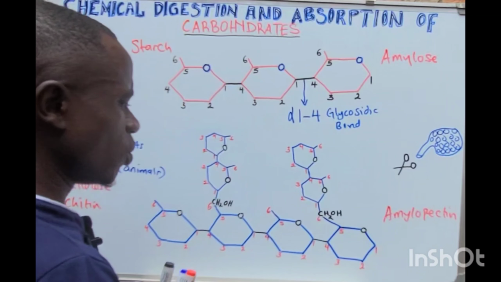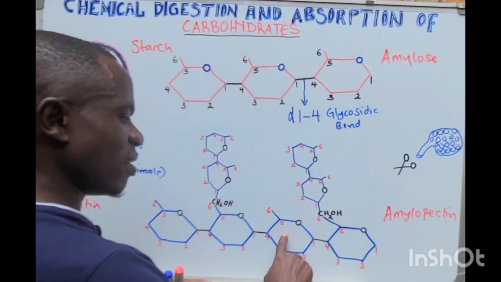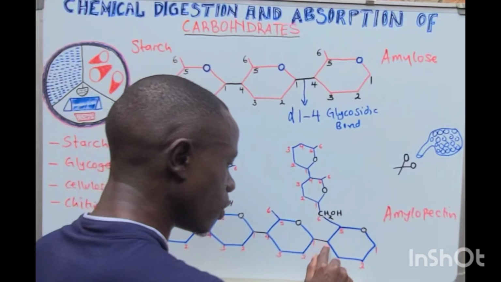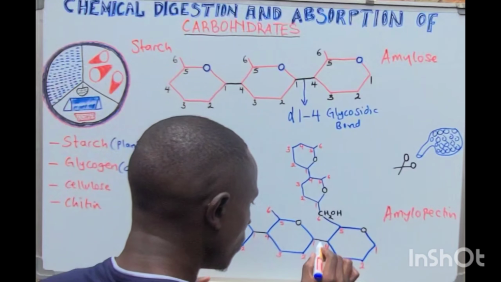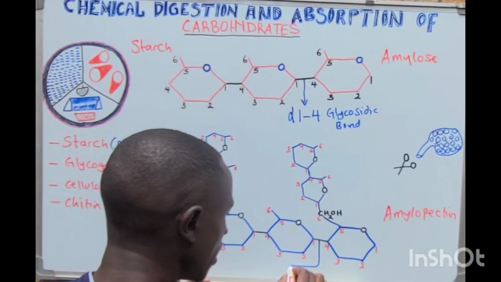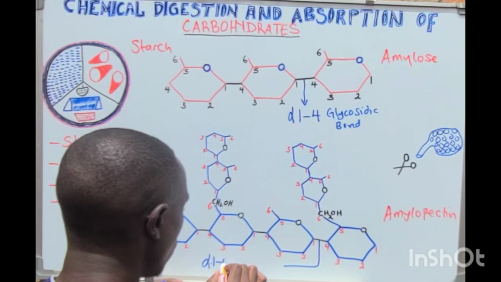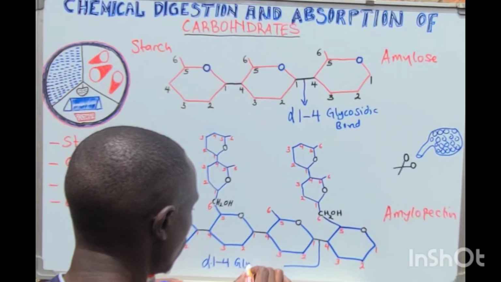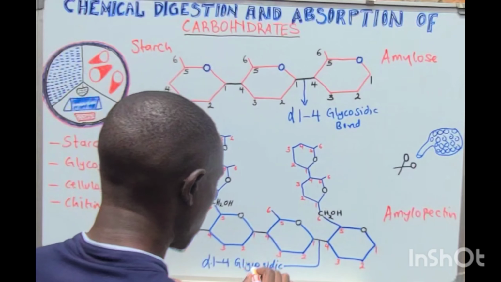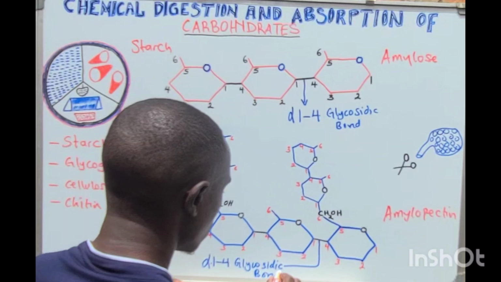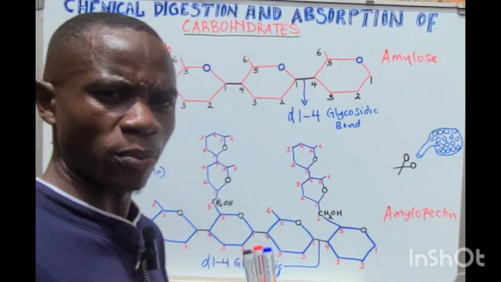Now, what is unique is that this monosaccharide is linked to this monosaccharide by this type of bond here. You know how this bond is called? This type of bond here is what we call alpha 1 to 4 glycosidic bond. Okay, that is the first bond which is going to be in what we call amylopectin.